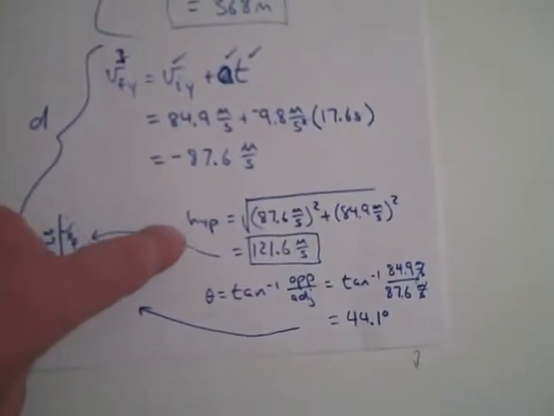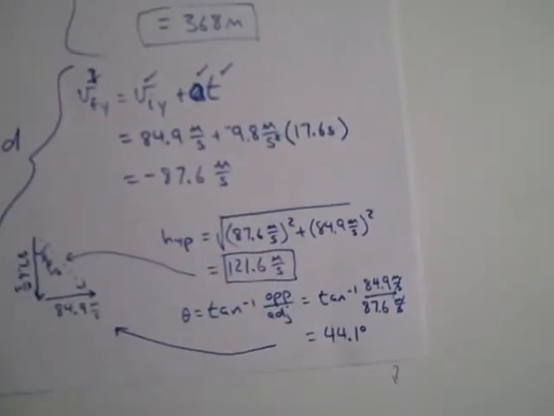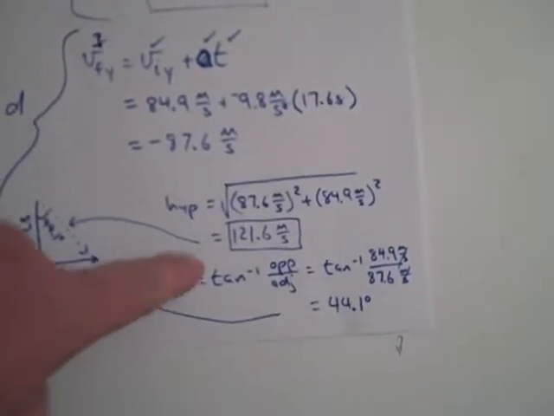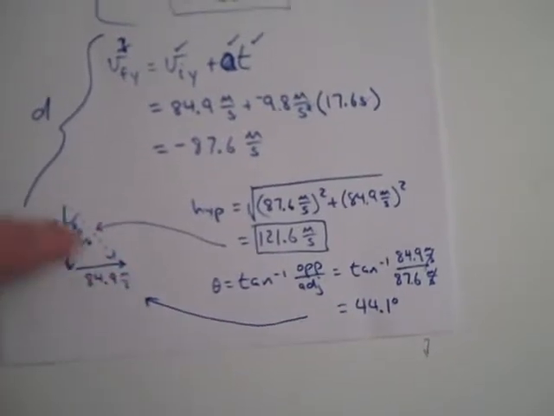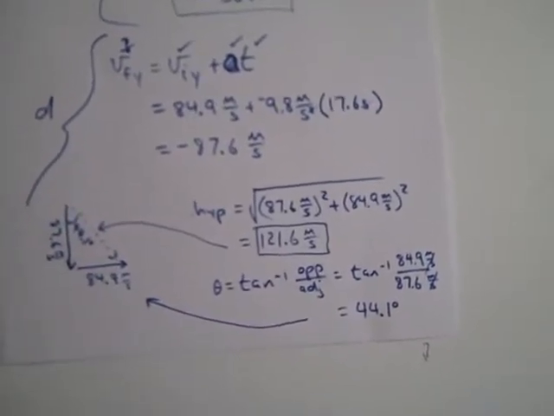Simply use the Pythagorean theorem. The hypotenuse is equal to the square root of the sum of the squares of both legs. We landed up with 121.6, so that's the value there. The arrow is going 121.6 meters per second.